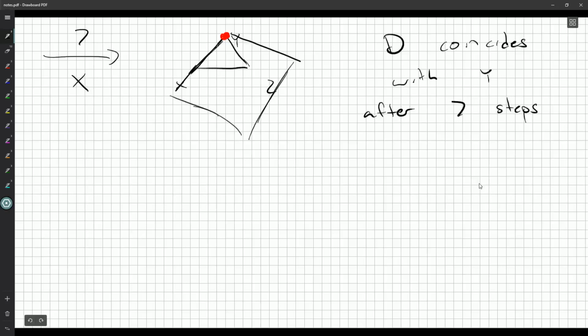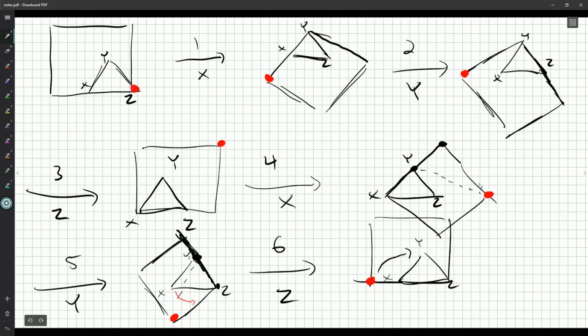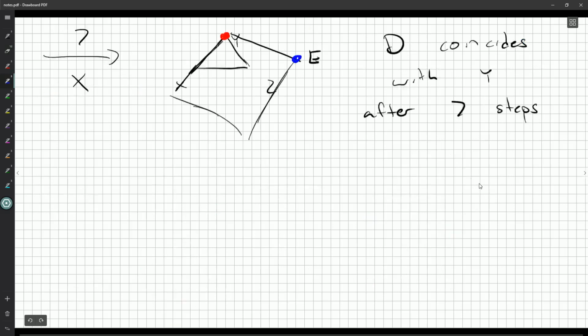Now is that it? Is it D, or does it have to coincide with D and then a line lies on DE? Because E should be here. Right. There's E. Oh, no, E's not there. E's down here, and then here, and here, and here. So E should be, yeah, E is here.